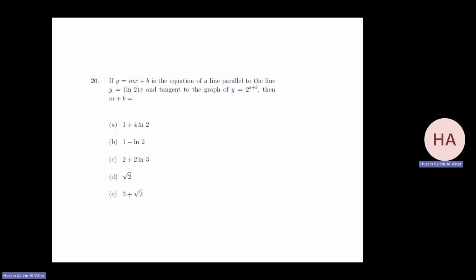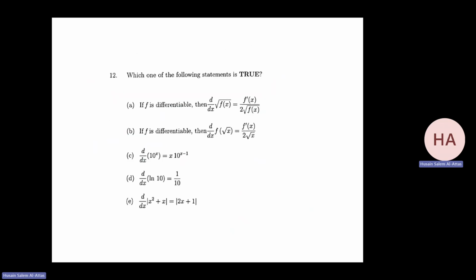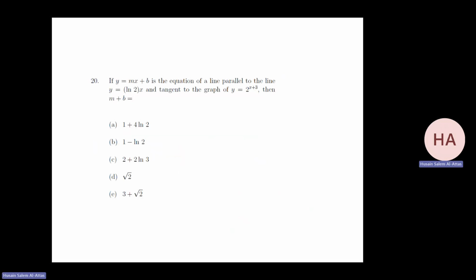Yeah, now this is the story. Then we have two more to go. Okay. If y equal mx plus b is the equation of a line parallel to this line. This is parallel to this line. So let me call this one L1, call this one L2. And L1 is tangent to the graph of this. Okay. So L1 parallel to L2.